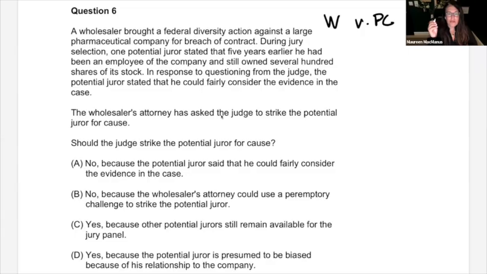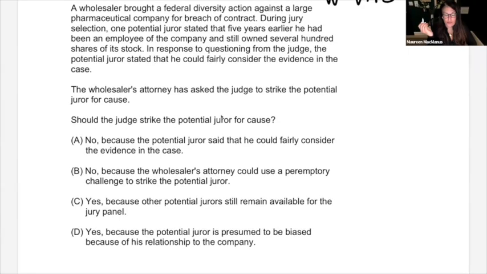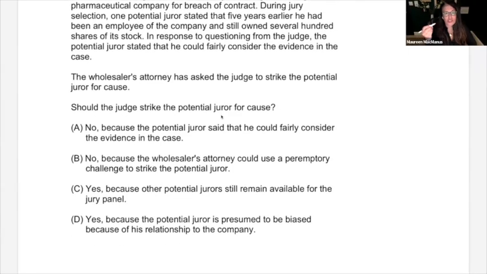Okay. In response to questioning from the judge, the potential juror stated that he could fairly consider the evidence in the case. The wholesaler's attorney has asked the judge to strike the potential juror for cause. Should the judge strike the potential juror for cause? And one thing to keep in mind too is you can strike a juror for cause, and you also have peremptory challenges. You're limited in how many peremptory challenges you have. You can strike as many people for cause though. So you don't want to force someone to use their peremptory challenges unnecessarily.